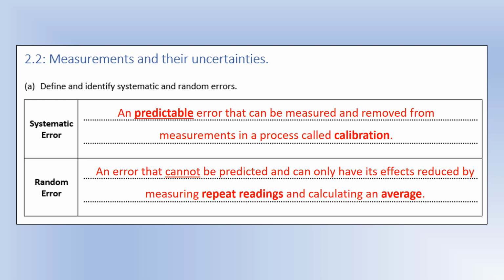Random error is an error that you cannot predict, and the only way you can deal with random errors is by taking repeat readings and getting an average. That's the only tool really that we have available to us.